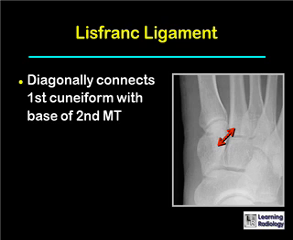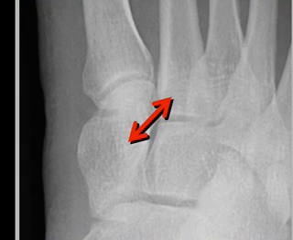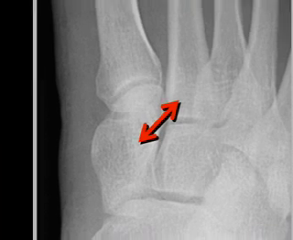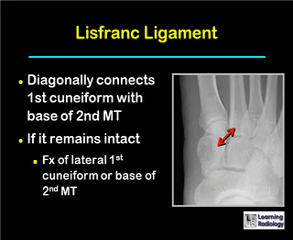The Lisfranc ligament diagonally connects the first cuneiform with the base of the second metatarsal, shown here by the diagonal line with the double-headed arrow. If it remains intact, that is, it itself doesn't rupture, then it can produce a fracture of the lateral portion of the first cuneiform or the base of the second metatarsal.